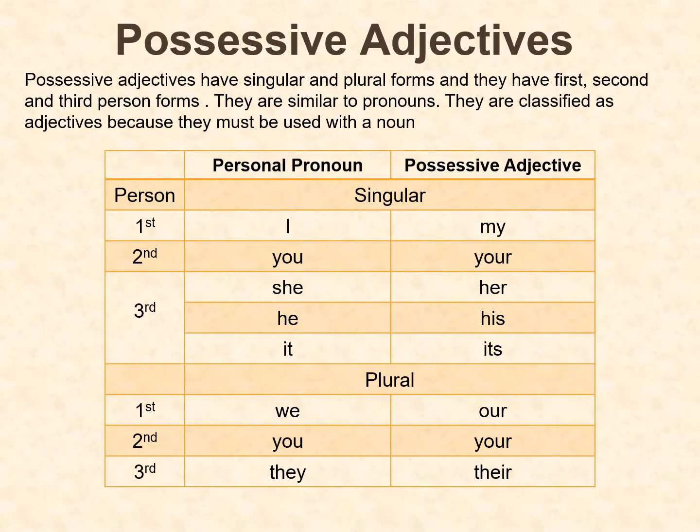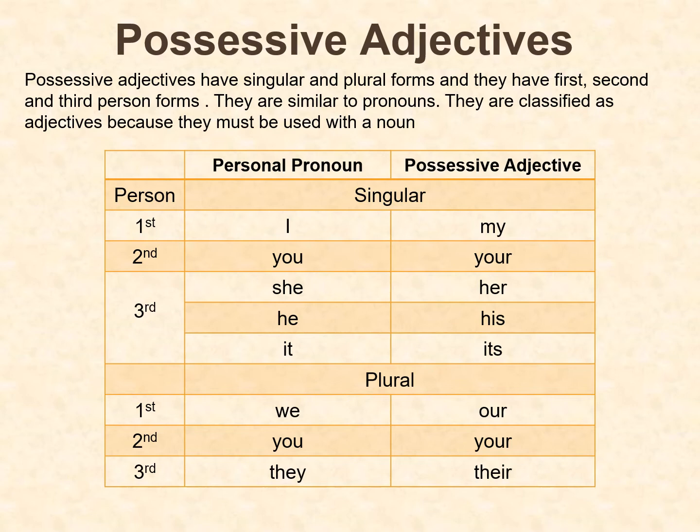Possessive adjectives are similar to personal pronouns in that they have distinct forms for what we call person: first person, second person, third person. They have different forms for singular and plural, and in third person singular, in English we distinguish masculine, feminine, and neuter. So they are similar to pronouns. However, we call them adjectives because they must be used with a noun. That is, they cannot be used alone.